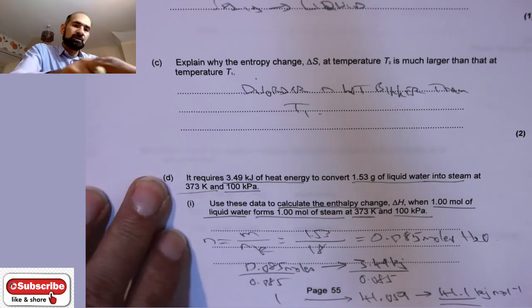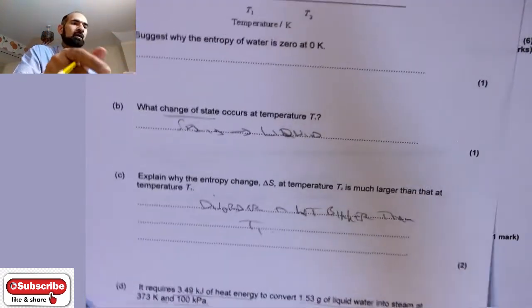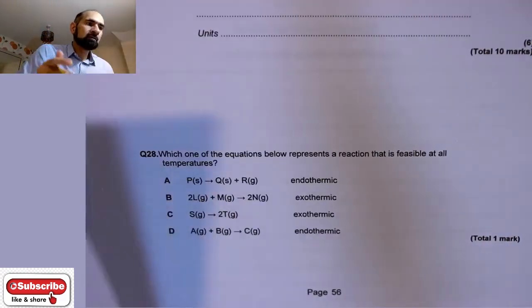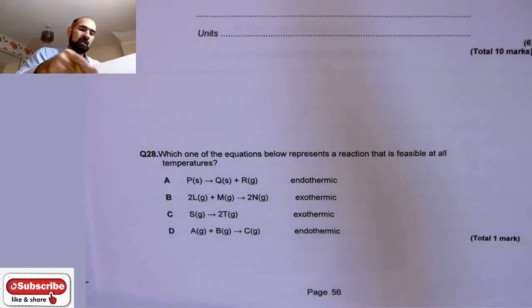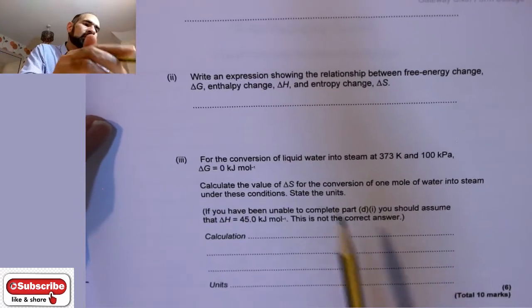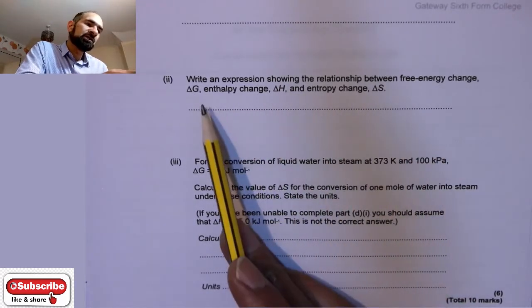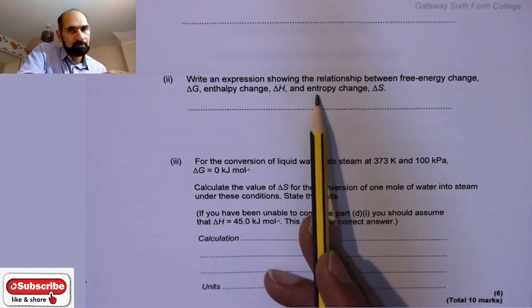Okay, so that question is done. On to the next one. So that's like 2, 3, 4, and well, another 2 marks probably. Okay, so that's that question. Let's look at the next question. Write an expression showing the relationship between free energy change, enthalpy change, and entropy change.